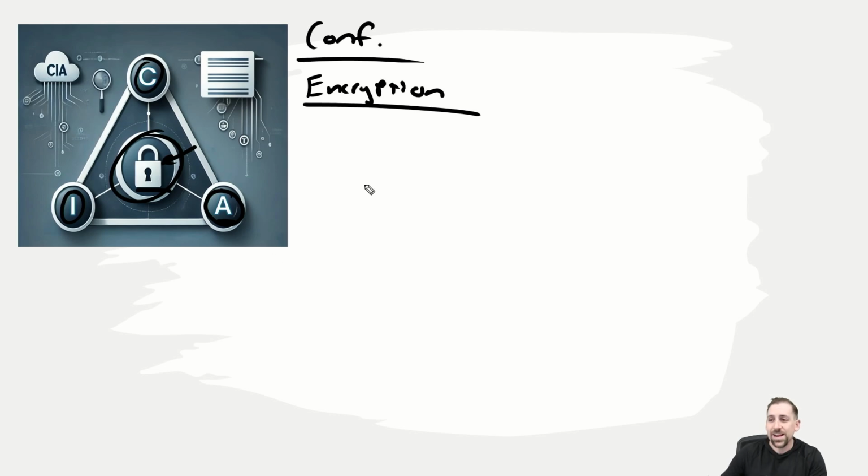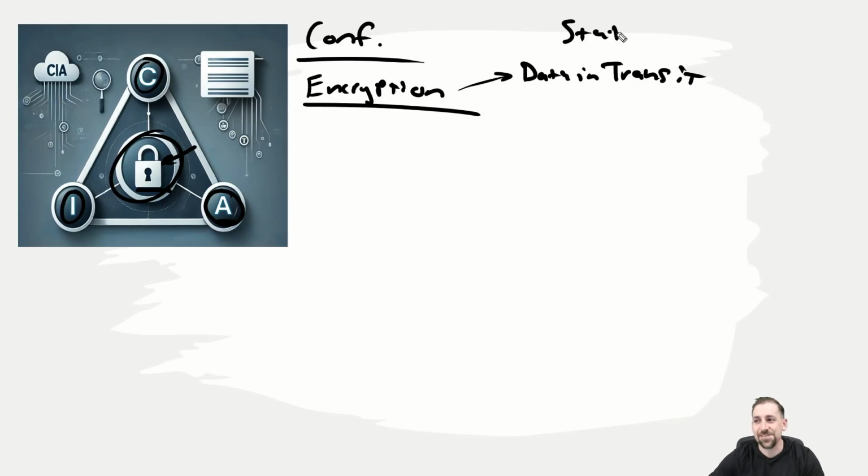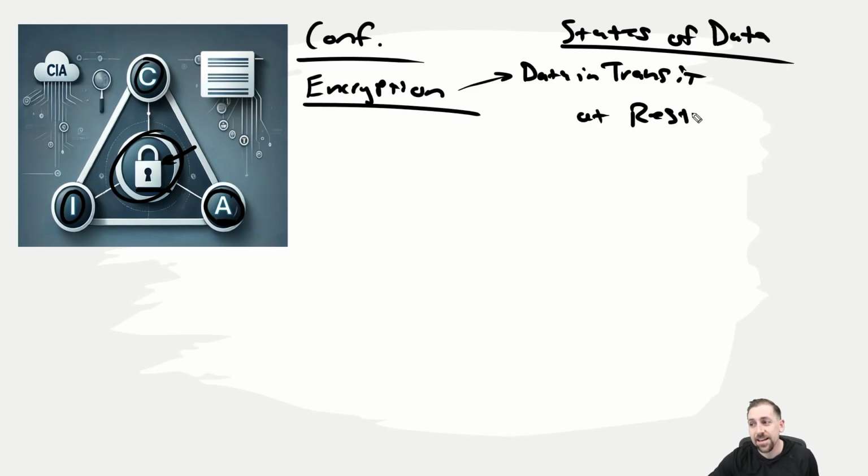And so what I'm actually describing to you is not just encryption, but encryption of data in transit. And this brings up another concept, which is states of data. So what can data be doing? Data can be in transit from me to you. Data can be at rest. And data could be in use as well.